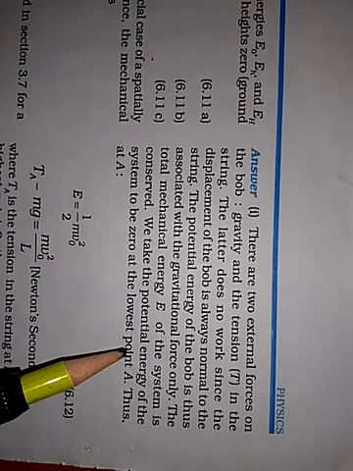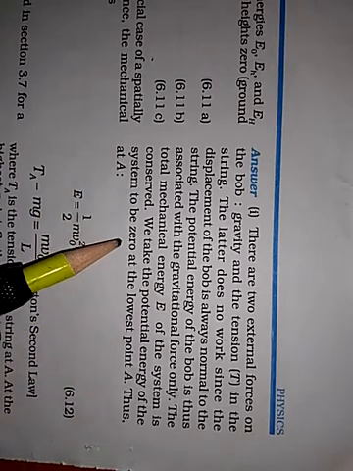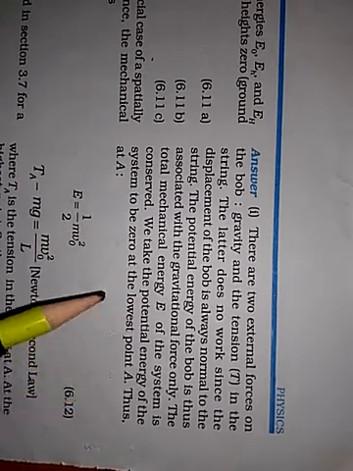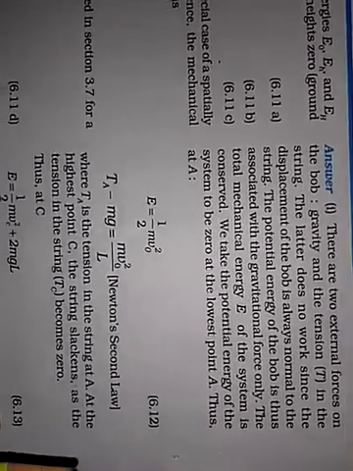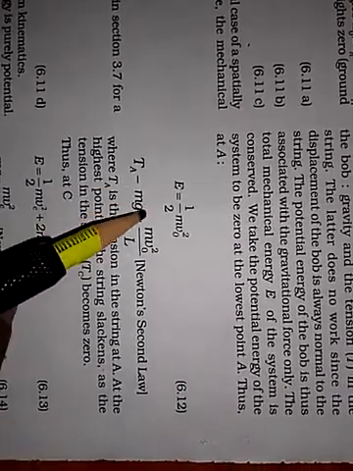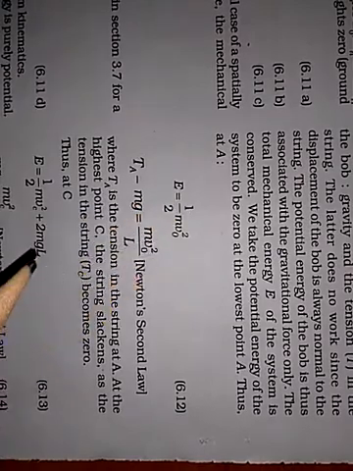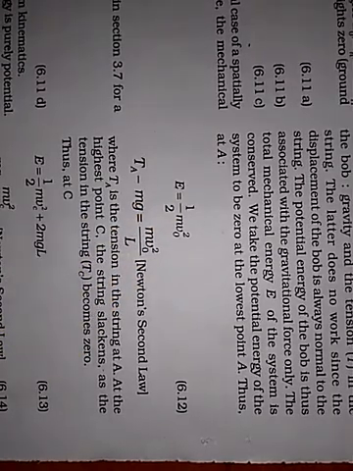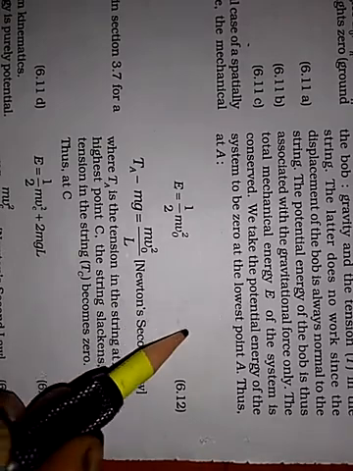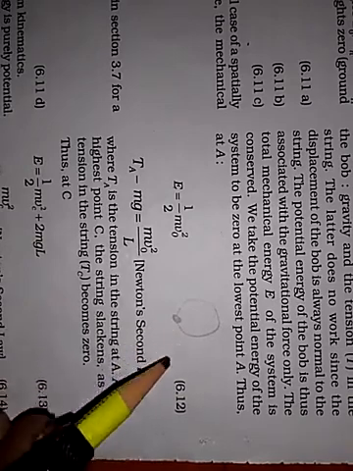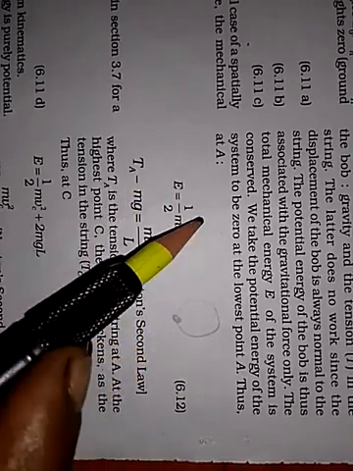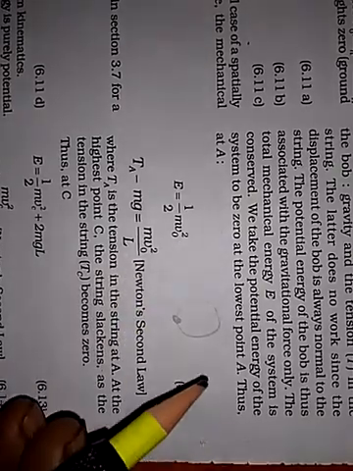We take the potential energy of the system to be 0 at the lowest point A. Thus at A, it has only kinetic energy, which is given by half mv square. If you consider the bottom point, this is the circle's bottom point. So at this point you have horizontal velocity v0. So energy is equal to half mv0 square.